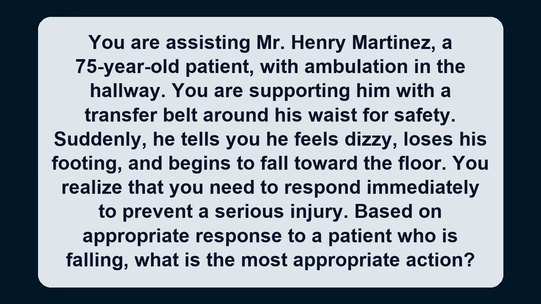Question 5. You're assisting Mr. Henry Martinez, a 75-year-old patient, with ambulation in the hallway. You are supporting him with a transfer belt around his waist for safety. Suddenly, he tells you he feels dizzy, loses his footing, and begins to fall toward the floor. You realize that you need to respond immediately to prevent a serious injury. Based on appropriate response to a patient who is falling, what is the most appropriate action?